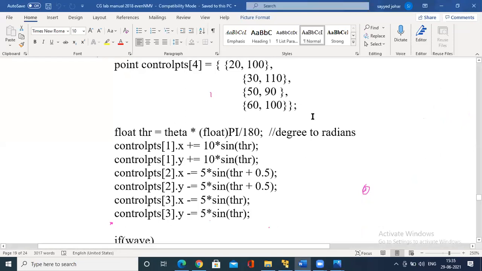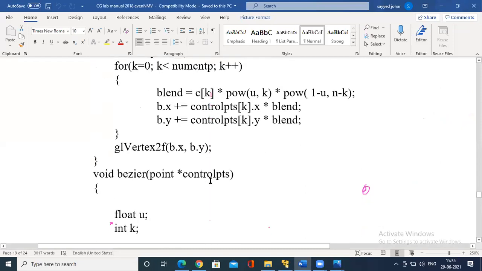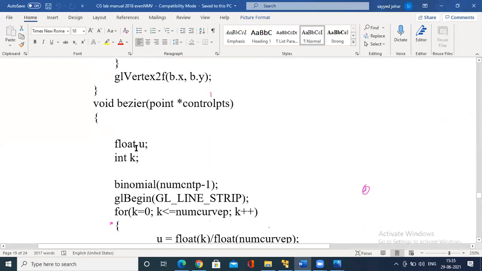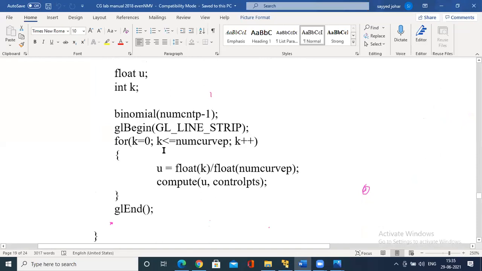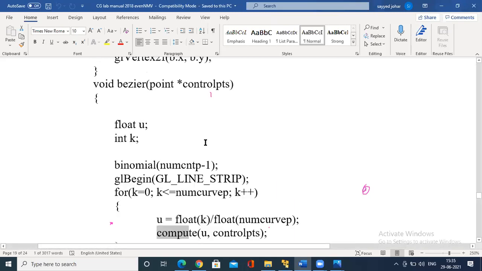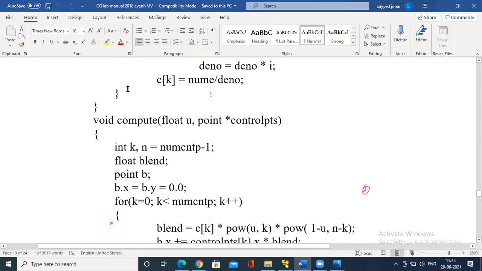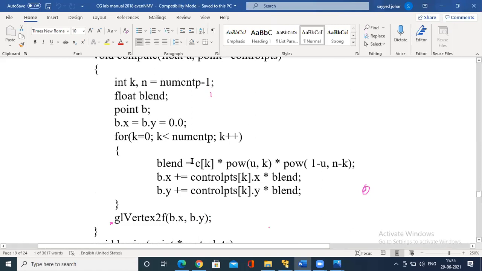So what is Bezier? When you call Bezier, you could see here using the control points, float u, k, you have to draw a line strip. How many line strips? k equal to 0, 20 line strips. A number of 20 line strips you have to draw in between the 4 control points. How do you draw? That is by using compute. What is compute? You have seen what compute is. Compute is nothing but the Bezier formula using blend.